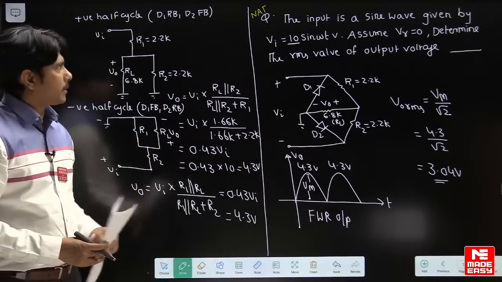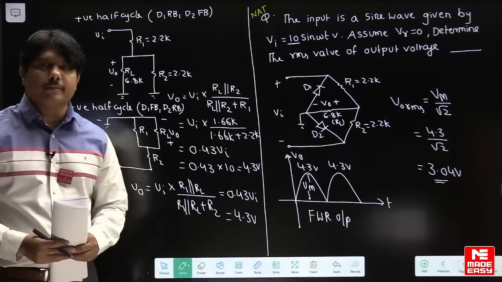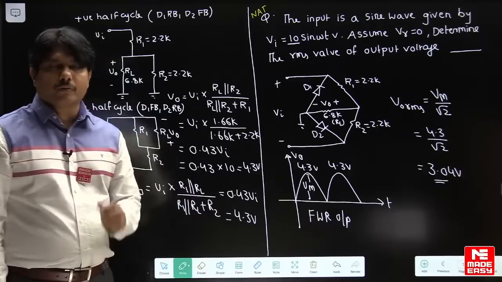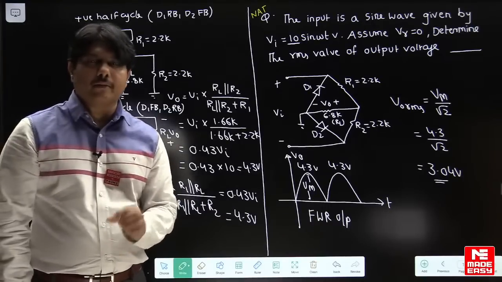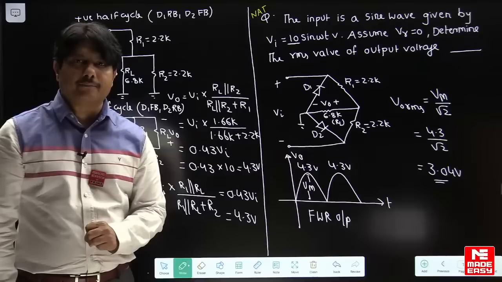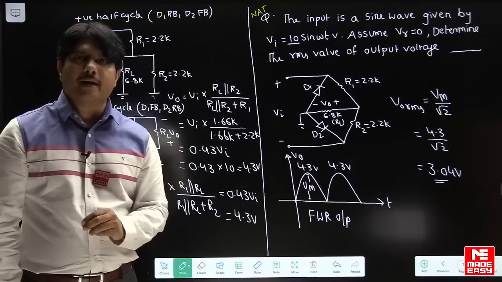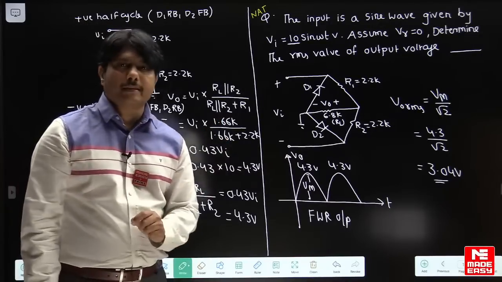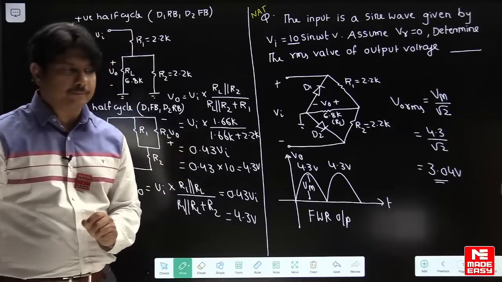It may come like NAT questions, some problems maybe. At that time they will ask for a two decimal value. So don't write simply 3 volts like that, it will become a mistake in the GATE exam. You have to write the decimal value also properly, okay? Otherwise it will become an invalid answer for your GATE exam. So 3.04 volts is the exact answer you can expect for this question.